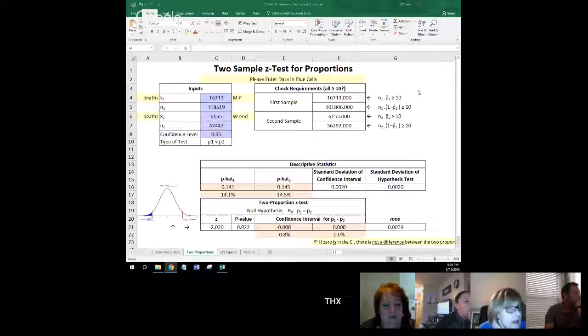Okay. And then for X2, 6,155 and 42,447. And then right now the type of test is P1 is less than P2, which I can leave, at least on mine, it was defaulted to that already. Correct. Yeah. Okay.